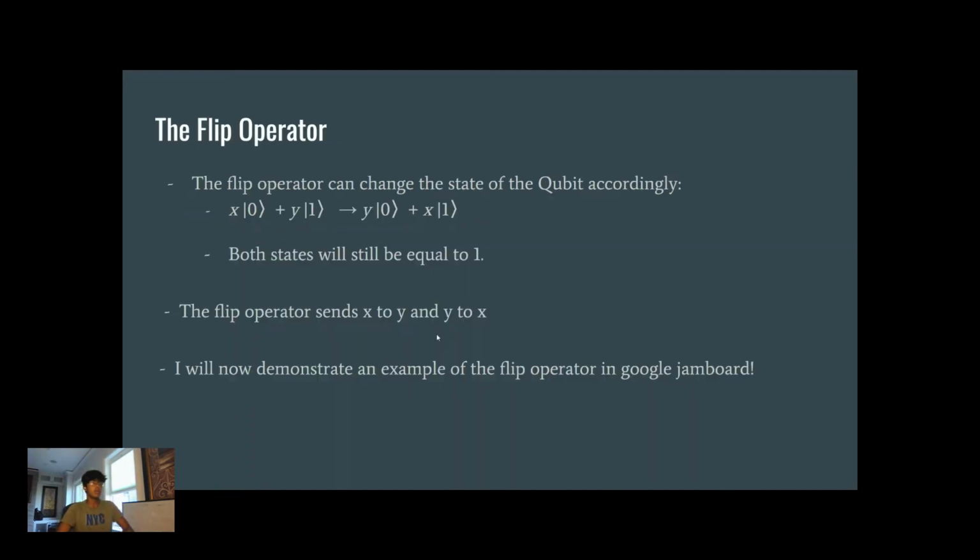So as we were mentioning about the operators, right, one operation you can make to change these amplitudes would be the flip operator, right? Which changes the state of the qubit so that, let's say, x of 0 plus y of 1 can just be y of 0 plus x of 1. So essentially, x is now y and y is now x, right? And both states will still be equal to 1, right? So now I'll demonstrate an example of the flip operator in Google Jamboard, okay?